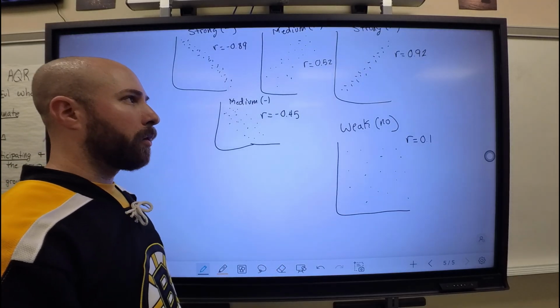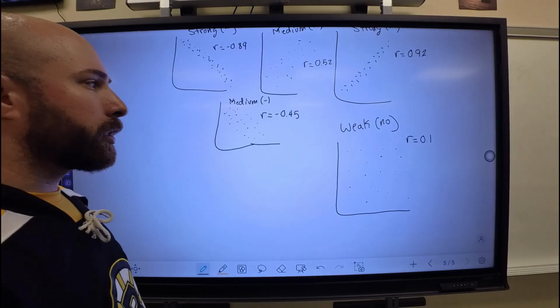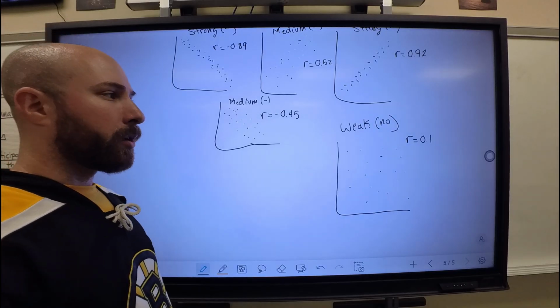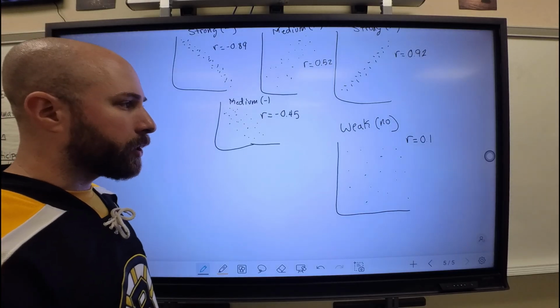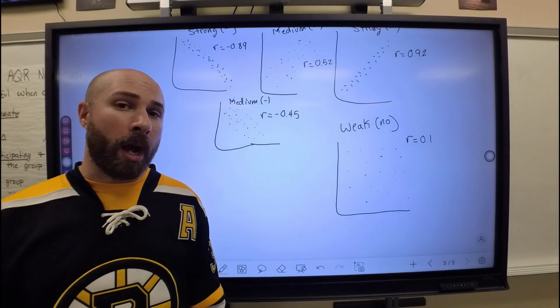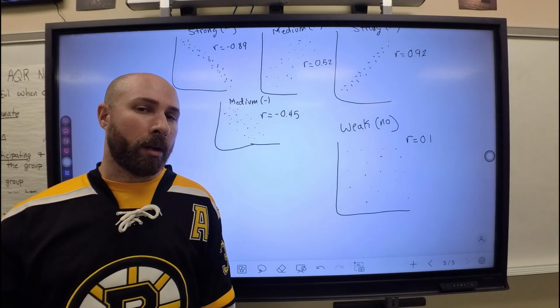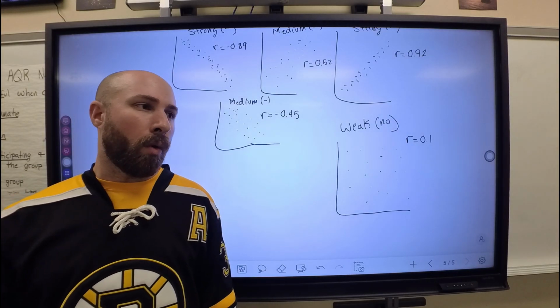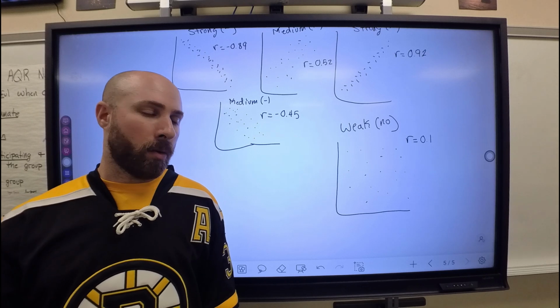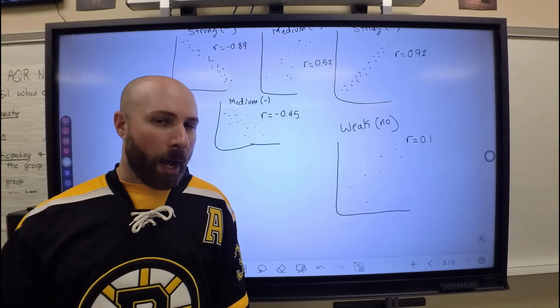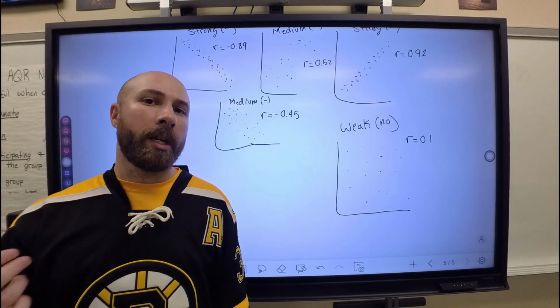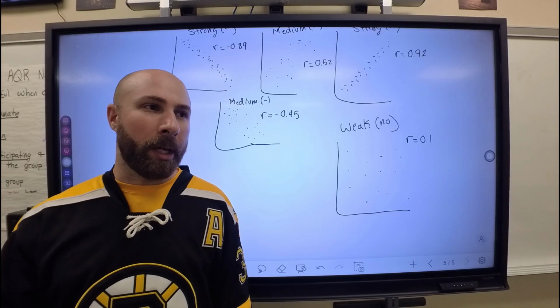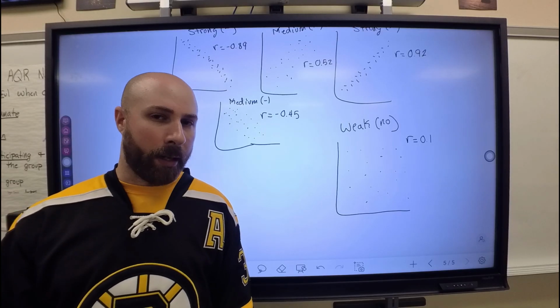Okay, so there's not a whole lot with correlation coefficient. Basically, the questions that you're going to see on your homework or see on your test is, hey, here's a graph. What correlation coefficient could go with it? Or here's a correlation coefficient. Describe the correlation. Is it weak? Is it strong? Is it medium? Is it positive? Is it negative?